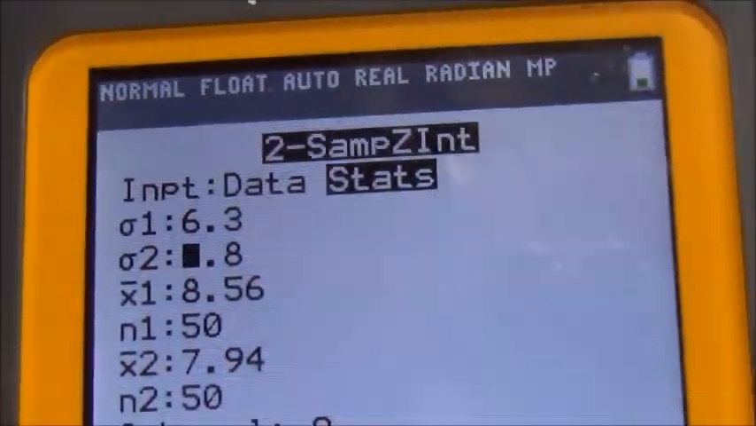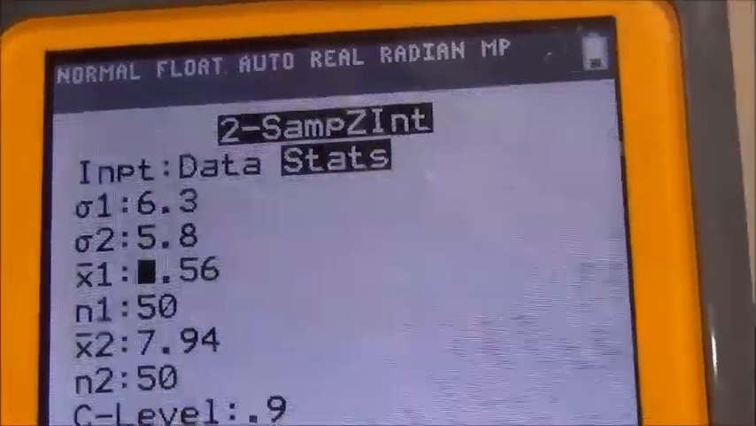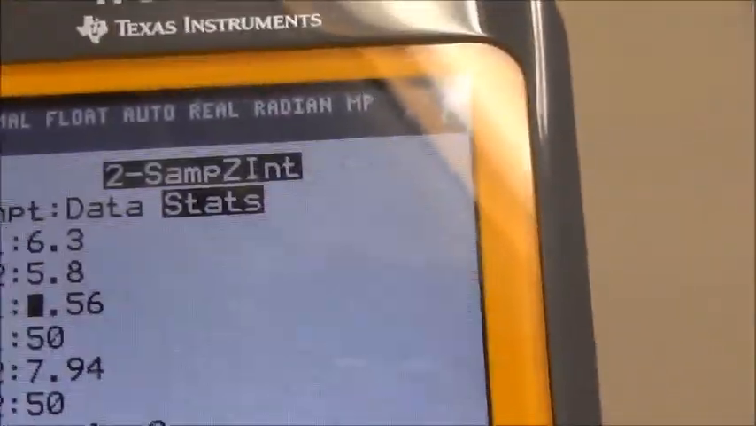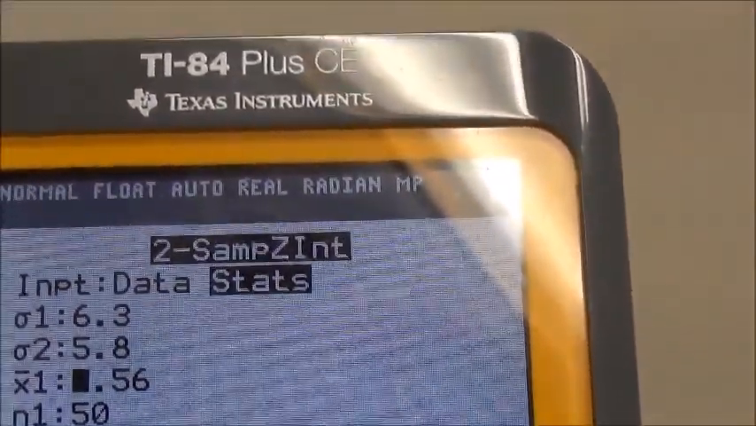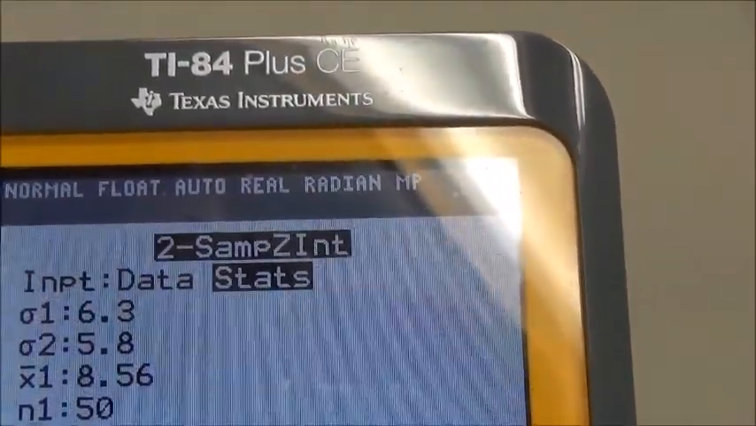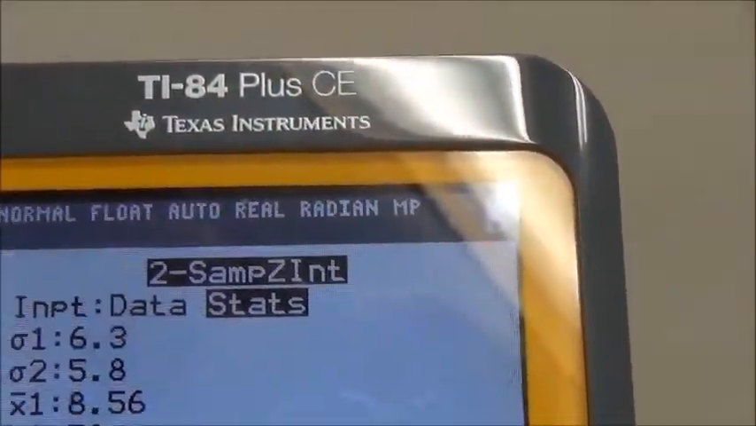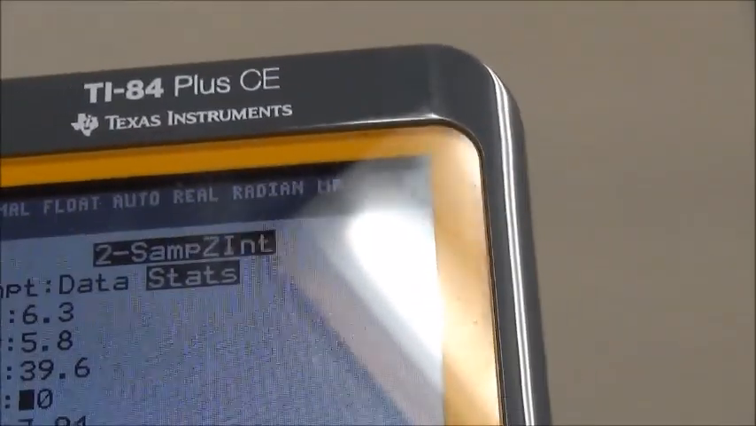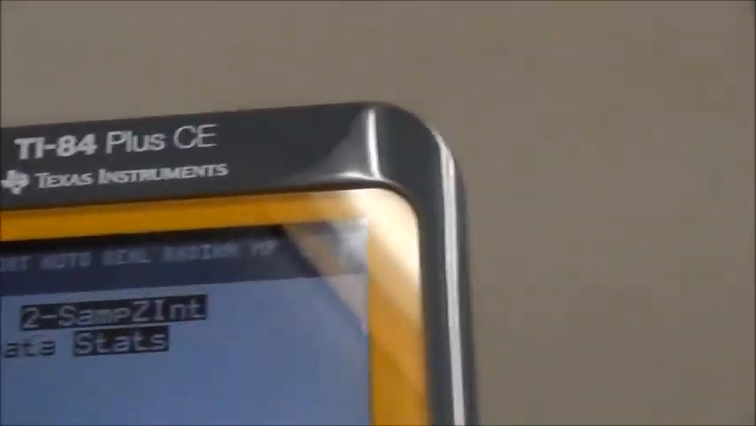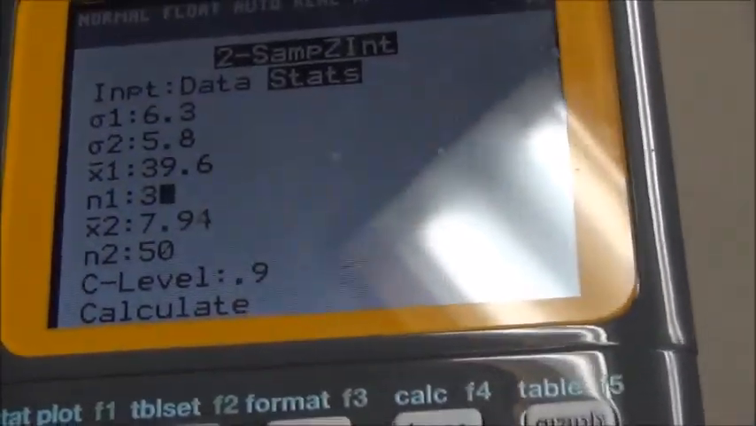My standard deviation for the first group was 6.3 hours. My second one, 5.8 hours. My mean on this one was 39.6 hours for the 26 to 35 year olds. The number of samples of 26 to 35 year olds was 35 people. So N is going to be 35.